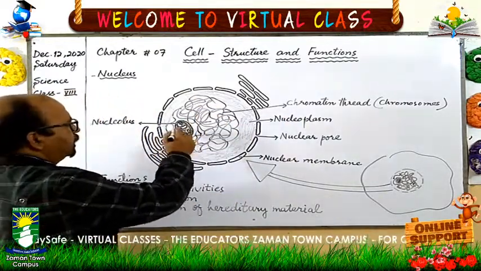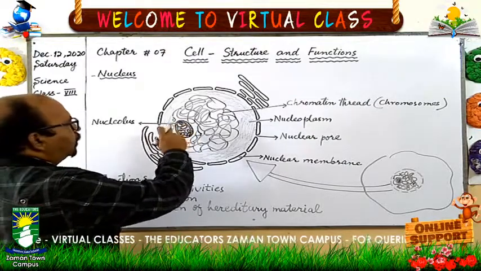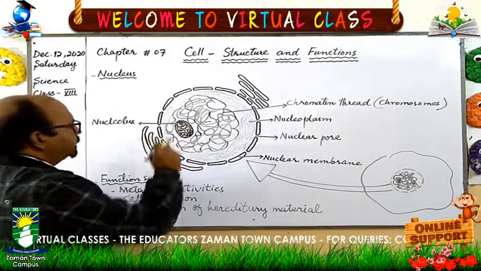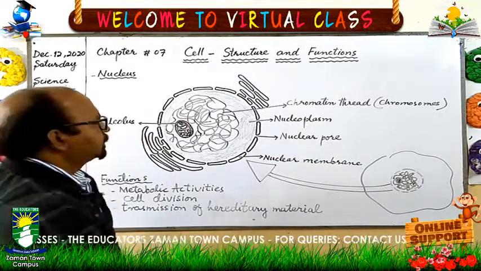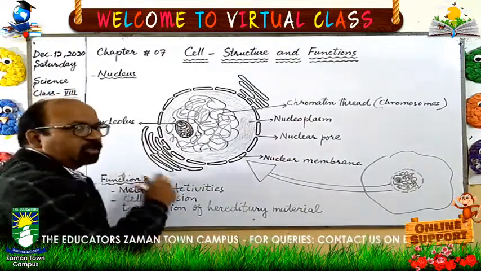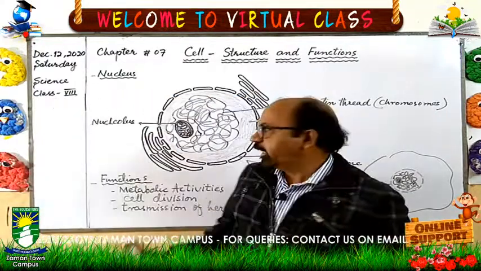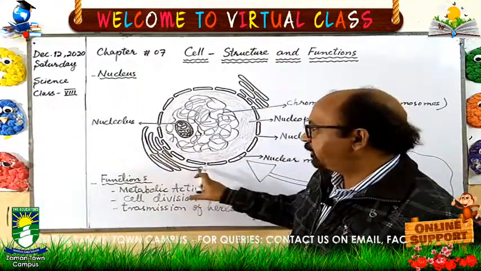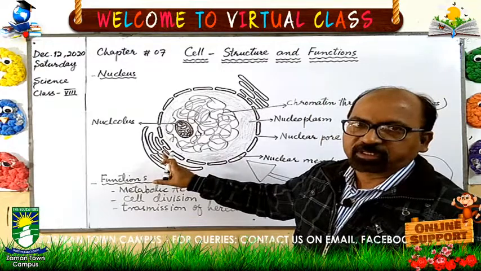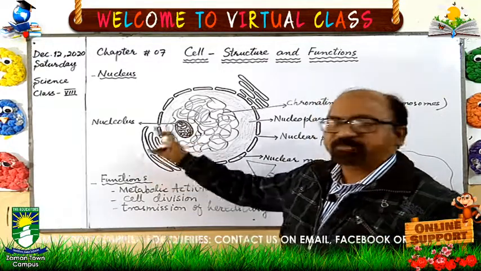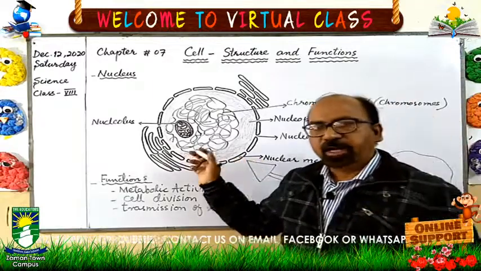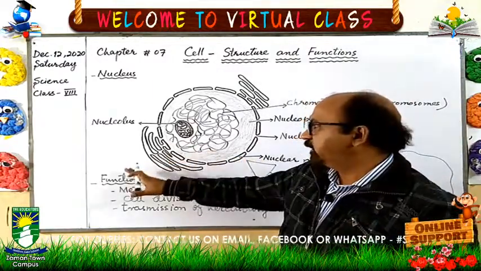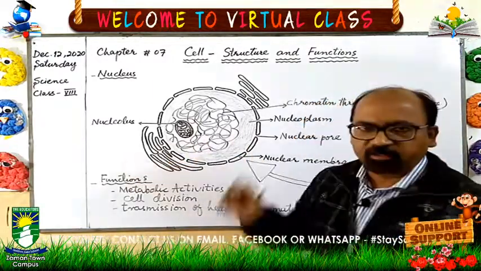There is one other part of the nucleus, and this is called the nucleolus. And these are the Golgi bodies and the endoplasmic reticulum, which are attached with the nucleus. The endoplasmic reticulum also provides a contact between the cytoplasm and the nucleus.